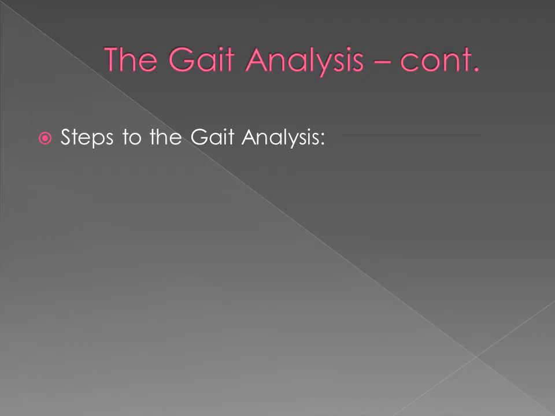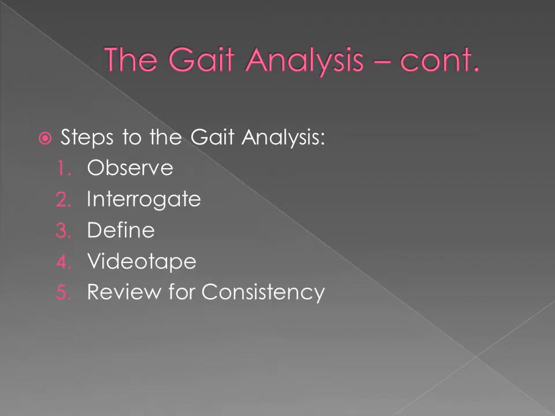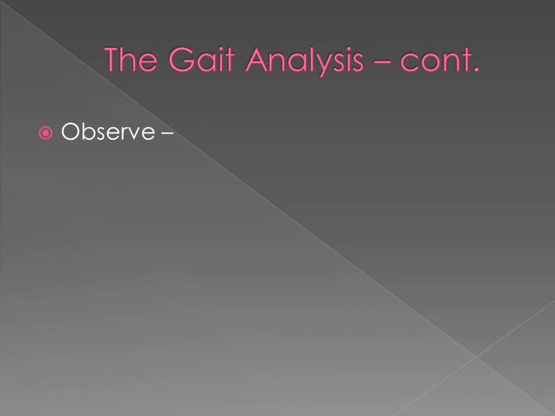To obtain the gait analysis in a practical manner that's quick and that provides a lot of information, we're going to break down the gait analysis procedure into 5 simple steps. First is the observation. Second is the interrogation. Number 3 is the definition, or the defining of the gait disturbance if there is one present. Number 4 is a videotaping of the gait disturbance. And then step number 5 is the review of videotaping to evaluate that gait disturbance for consistency with other findings throughout the history and throughout the physical examination. So let's go over these here now one by one.